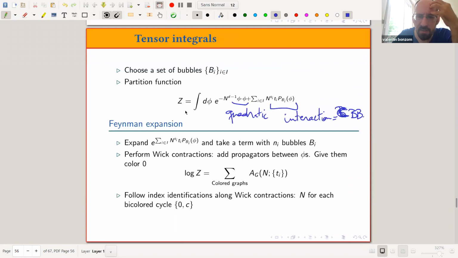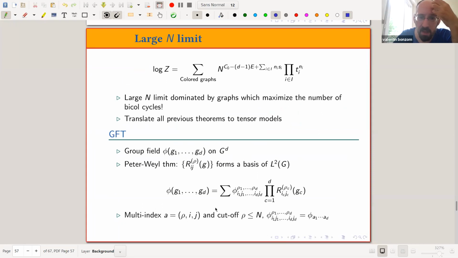As a result, you find that the free energy, log of Z, is the sum over connected colored graphs. And if you follow the identification of indices along Wick contractions, you find that you have an N for each bicolored cycle. So this is really like what people did in dynamical triangulations. Now it also works for GFT. So let me go straight to GFT here.